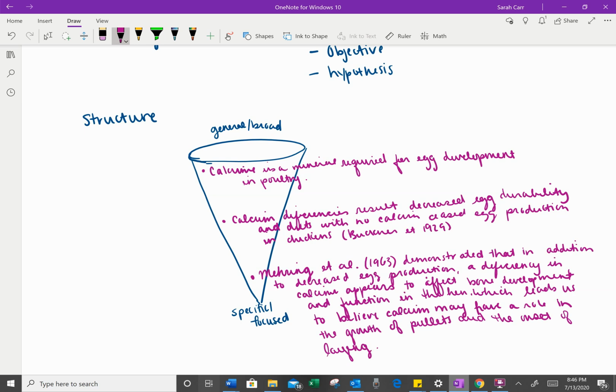I just simply skipped the video forward out of respect for everyone's time, so you didn't have to see me write that really long sentence. But here, as we look at a lead up into objectives, an example sentence would be that Mayring et al. 1963 demonstrated that in addition to a decreased egg production, a deficiency in calcium appears to affect bone development and function in the hen, which leads us to believe calcium may have a role in the growth of pullets and the onset of laying. And so that's kind of building. We're kind of building our story as we move this direction.